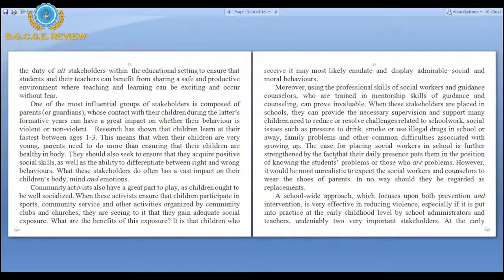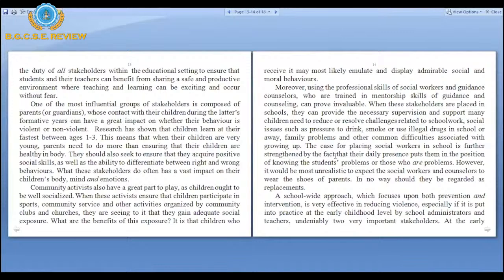Community activists also have a great part to play, as children ought to be well socialized. When these activists ensure that children participate in sports, community service, and other activities organized by community clubs and churches, they are seeing to it that they gain adequate social exposure. What are the benefits of this exposure? It is that children who receive it may most likely emulate and display admirable social and moral behaviors.